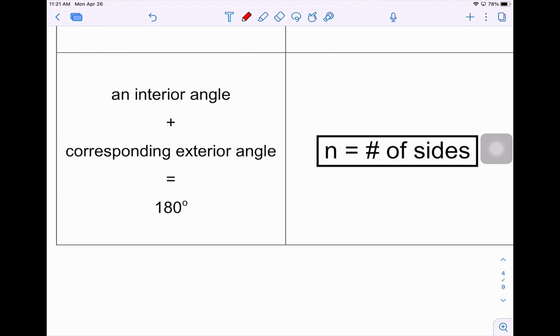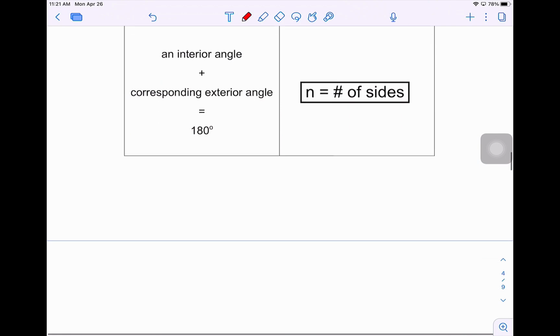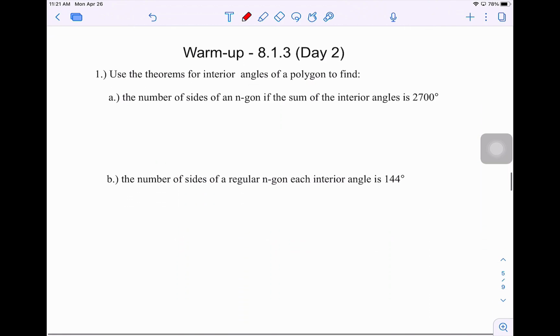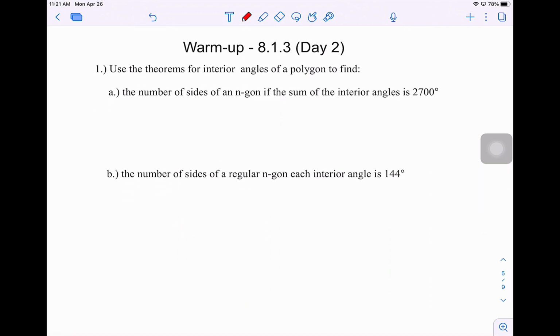So what I want you to do now is go to the warm-up, and I'm going to give you about 5 minutes to see if you can now take that information from your toolkit and solve these 2 problems. Okay? Solve these 2 problems. Figure out which formula to use. Basically, you're going to be setting up equations for the most part, and then solve them.